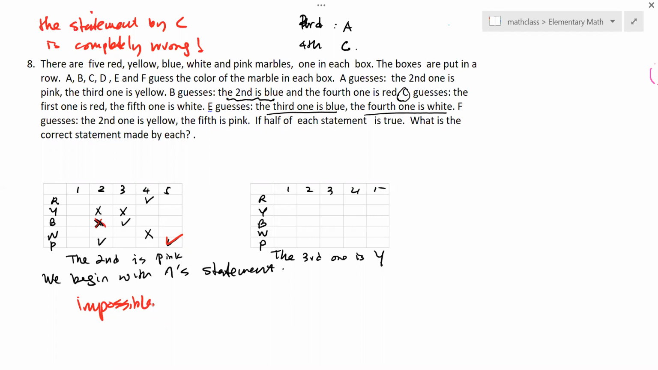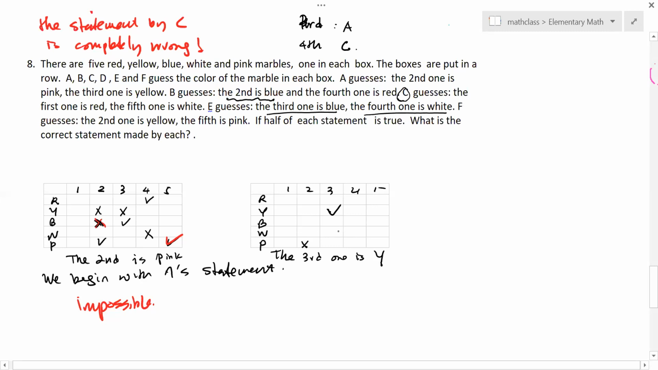So the third one is yellow. The third one is yellow. That's a correct statement. We assume that, we begin with that, right? Then we look at the statement by A. The second one is pink. It's a wrong statement, right? And then you look at B. B says the second one is blue. The fourth one is red, okay? The fourth one is red.